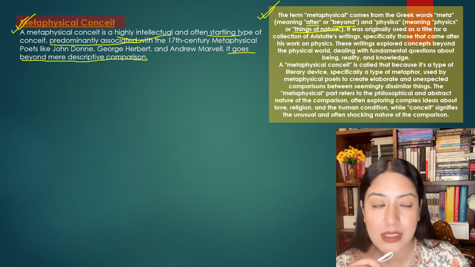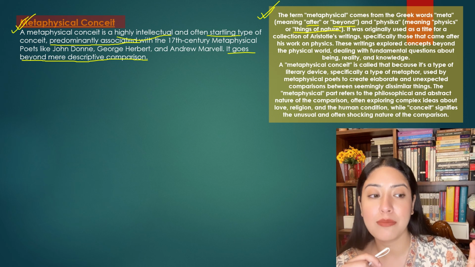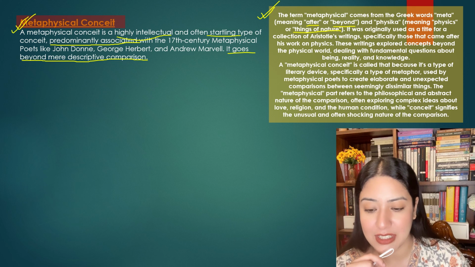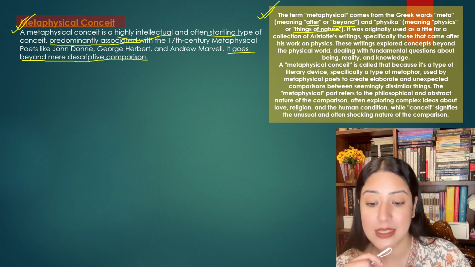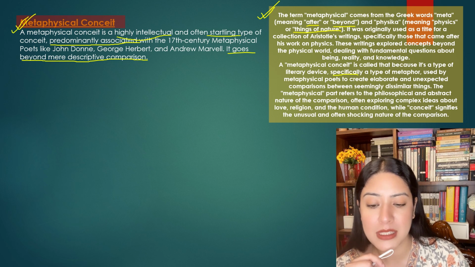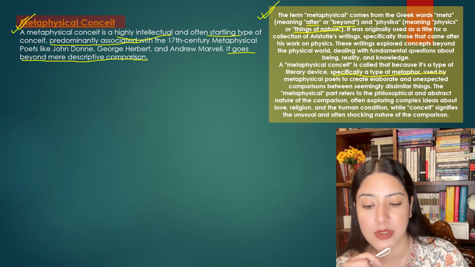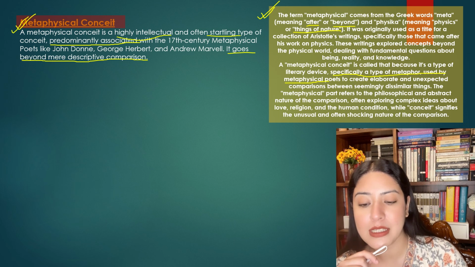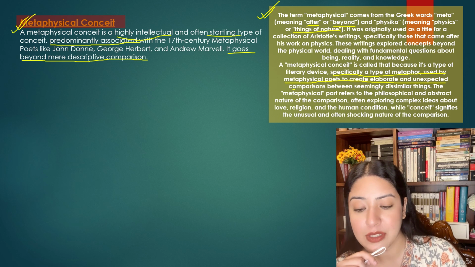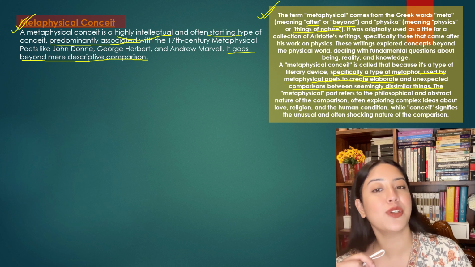You're going beyond the things that are realistic. You're going beyond things that are accurate. You're making unconventional analogies. So, metaphysical, dealing with fundamental questions about being, reality, and knowledge. A metaphysical conceit is called that because it is a type of literary device, specifically a type of metaphor used by metaphysical poets to create elaborate and unexpected comparisons between seemingly dissimilar things. The metaphysical part refers to the philosophical and abstract nature of the comparison.